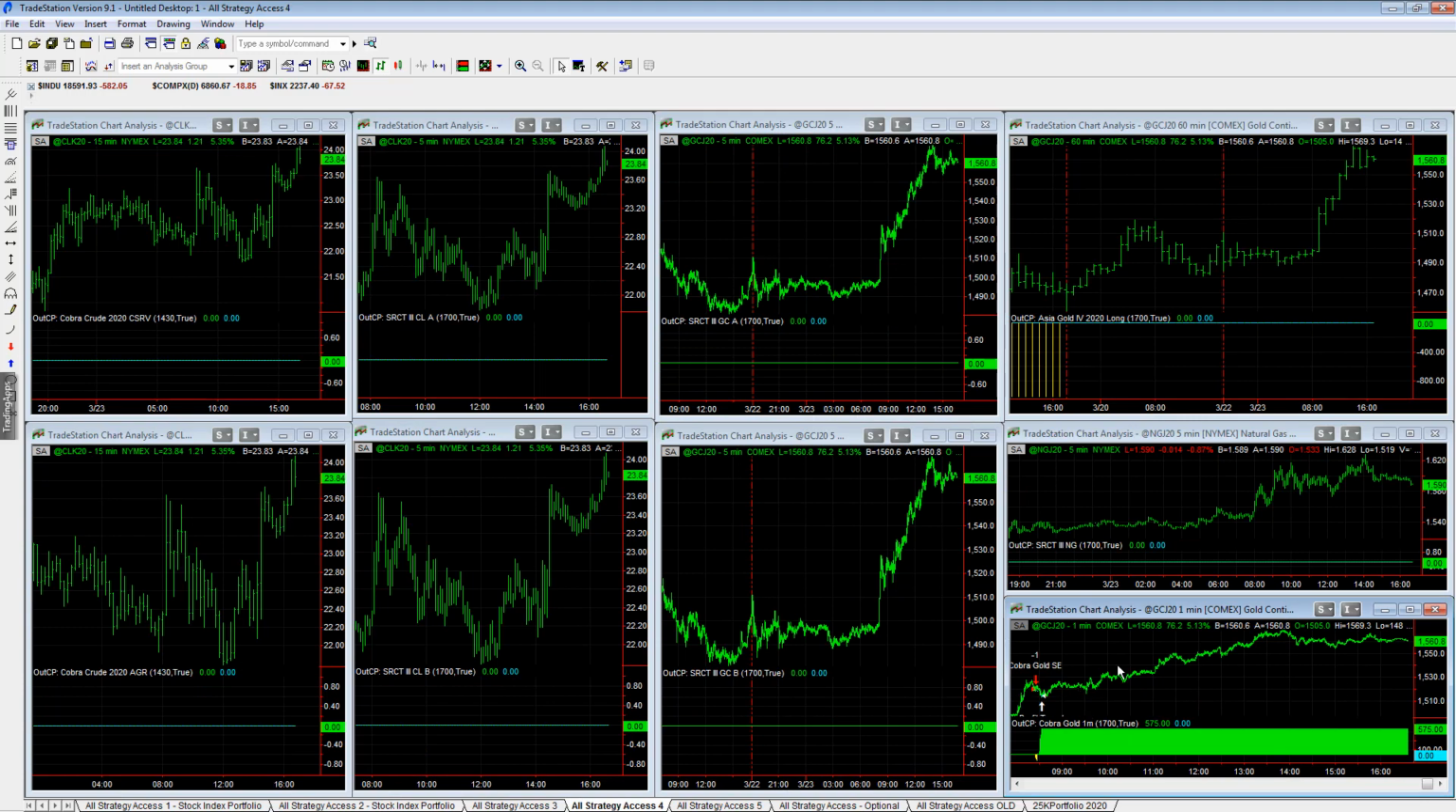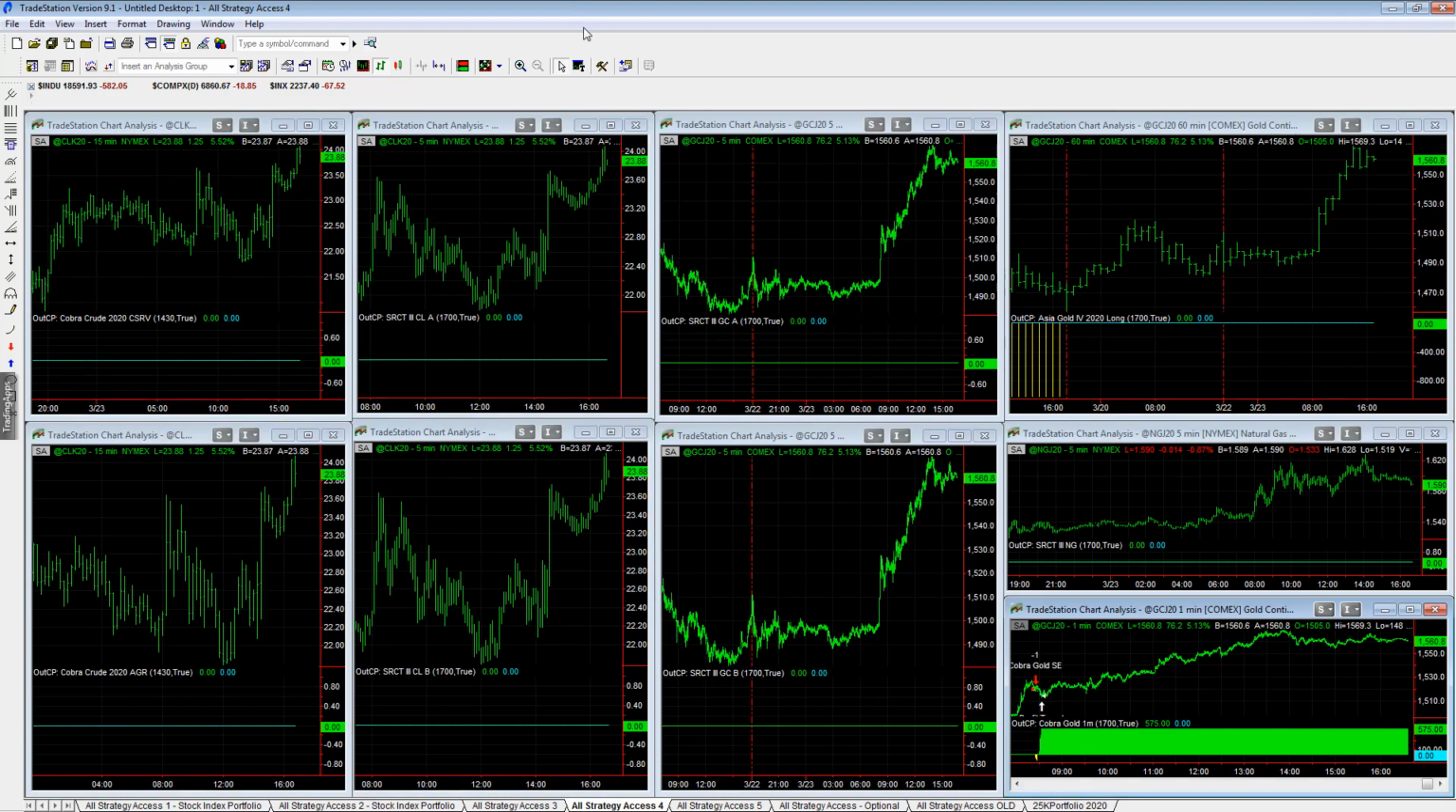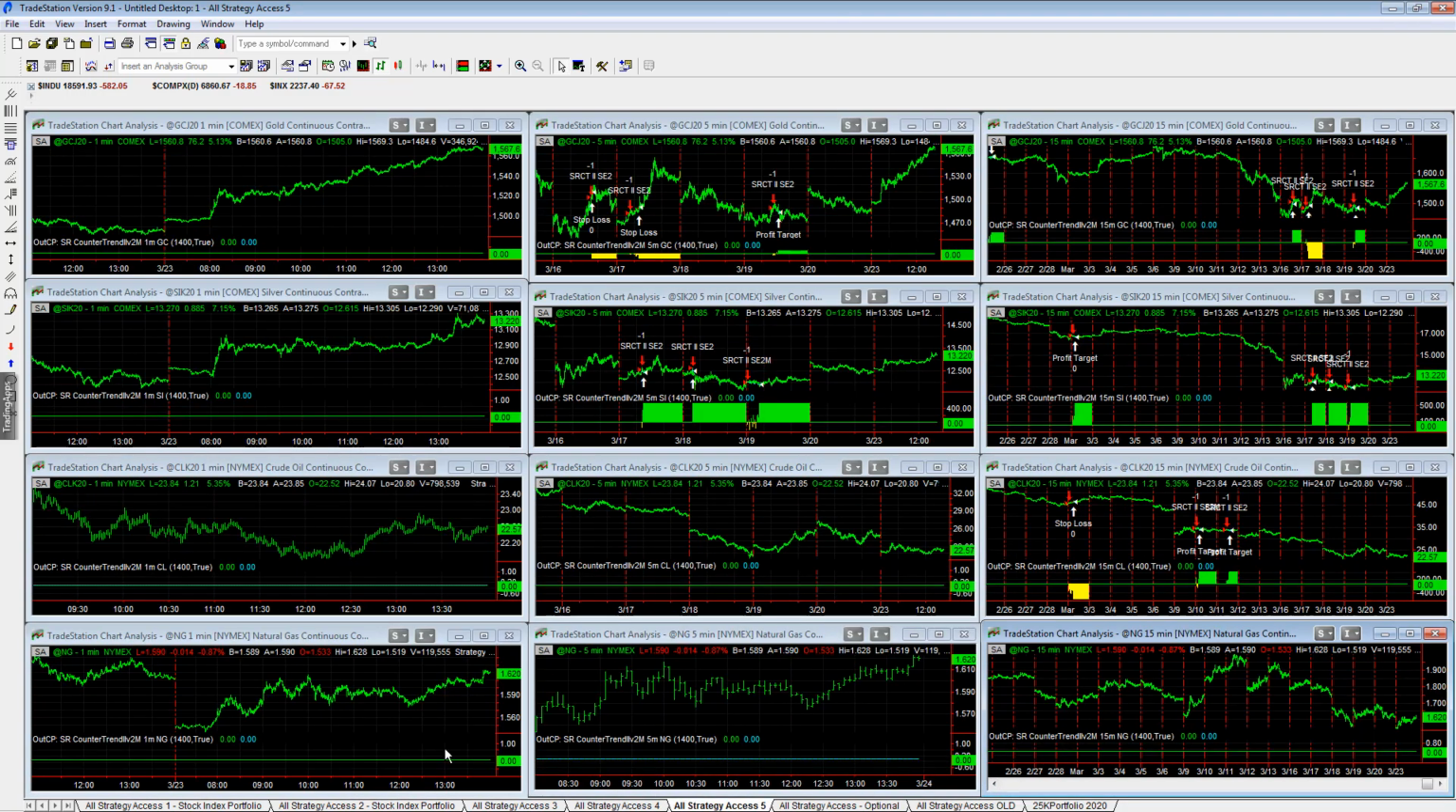COBRA Gold plus 575, only trade in this chart. The other strategies did not trade in this chart. And All Strategy Access 5, no trades on this, very selective. And let's take a look at a sneak preview of some of the updates.